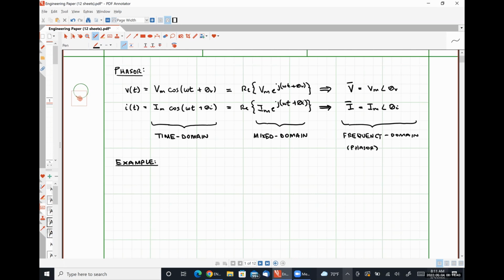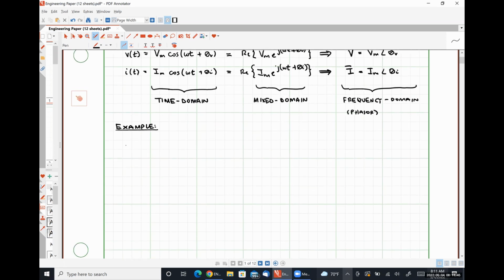So let's say that we have a signal VA(t) is equal to 8 cosine(11t plus 10 degrees). The phasor representation of this voltage, VA with a bar over it, would simply be 8 angle 10 degrees volts. We keep the magnitude, we keep the phase angle, we throw everything else away. All right.